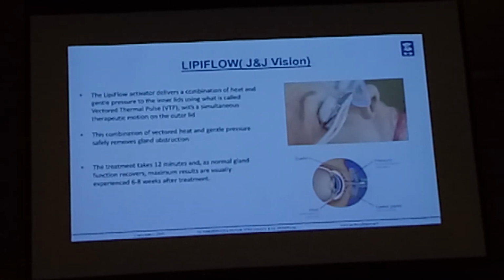There are some new devices for treatment of MGD and to improve the tear film. One is LipiFlow, which is from Johnson & Johnson. The LipiFlow activator delivers a combination of heat and gentle pressure. It massages the lids using what is called vectored thermal pulsation (VTP), and the combination of vector heat and gentle pressure removes the gland obstruction. The treatment itself takes about 12 minutes, and normal gland function recovers. Maximum results are again 6 to 8 weeks.